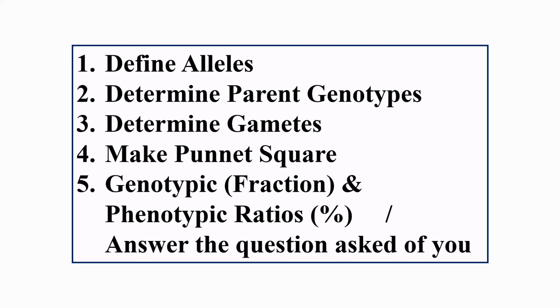Then we have to make the Punnett square itself. Then once we've made the Punnett square, we're going to interpret it as a genotypic ratio and a phenotypic ratio. The genotypic ratio we express as a fraction, and the phenotypic ratio as a percent. Also, sometimes you may have to answer the question it's asking you, like maybe what's the probability that the child has freckles. So make sure you read the questions carefully, because that'll be your guide as to where you're ultimately meant to end up.